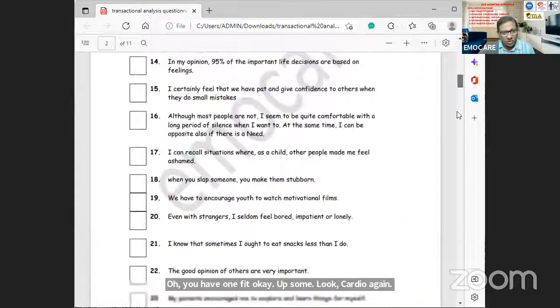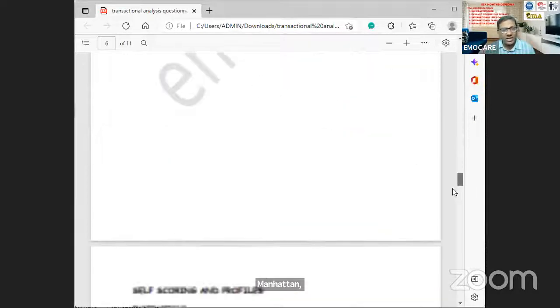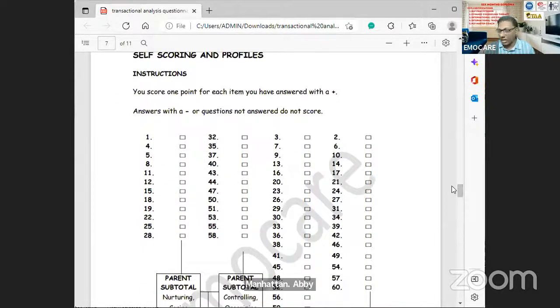If you have done it, come down. Going question by question, if you have put plus, give 1 point; if minus, leave it. Suppose in question number 1 you have given plus, give 1 point. There is no mark here. There are no right answers and no wrong answers.